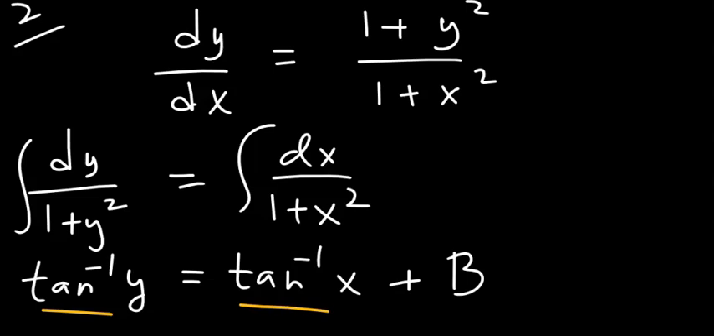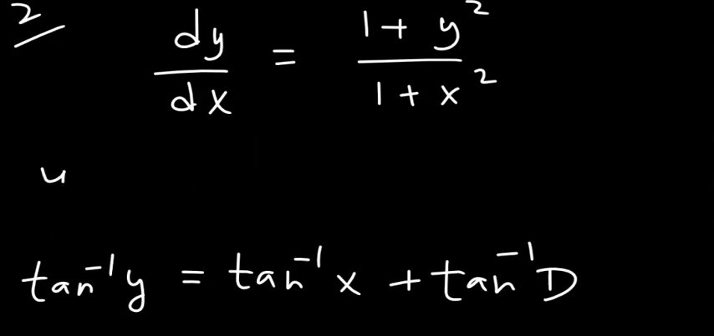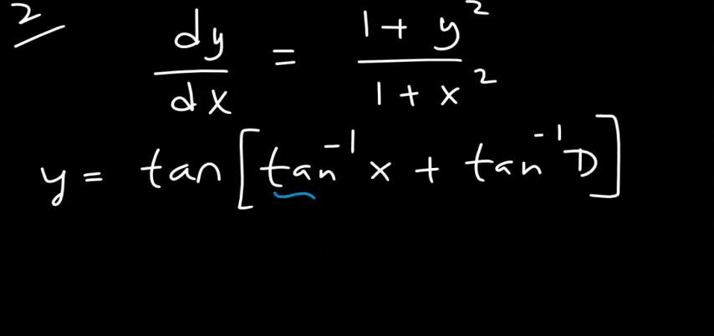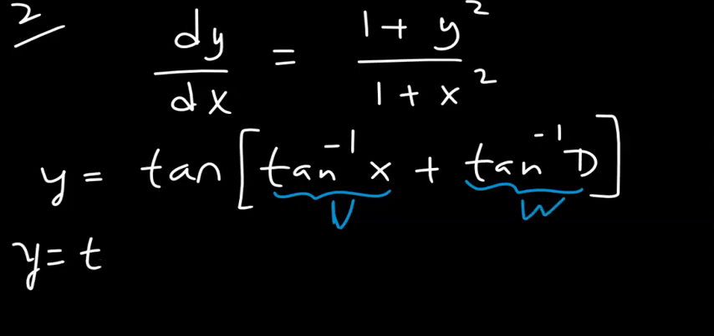So let's write b as inverse tangent of, say, d. Now we can express y in terms of x in the following manner. It is just tangent of (arctangent or inverse tangent of x plus inverse tangent of that constant d). If we assume that inverse tangent of x is, say, v, and inverse tangent of d is w, what you have is essentially y is tangent of (v plus w).